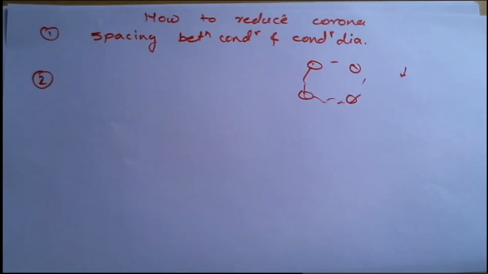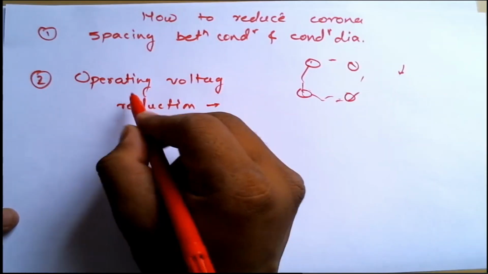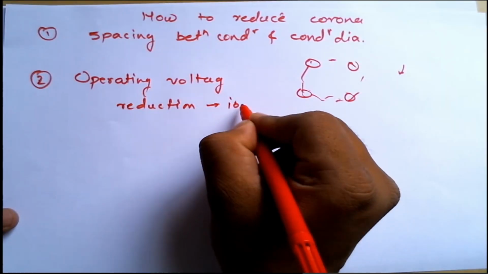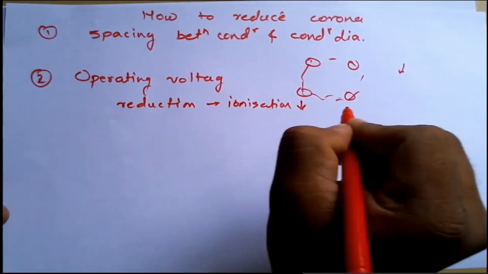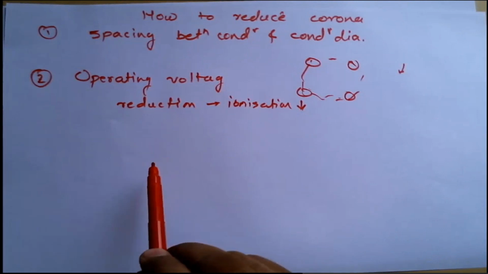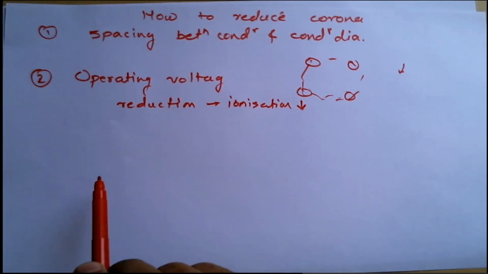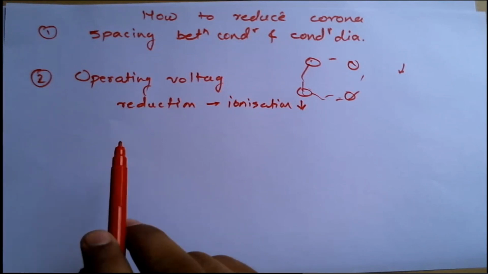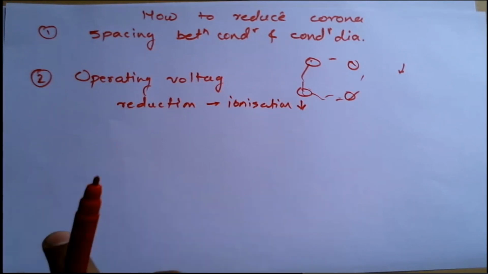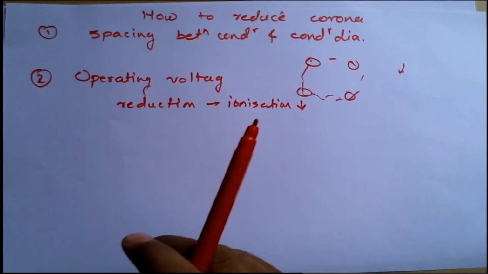Corona increases. So by decreasing or reducing the operating voltage, see, if operating voltage is reduced, what will happen? Ionization will reduce. But is it practically possible to reduce the operating voltage? Yes, definitely, if operating voltage reduces, the electrostatic field around that conductor will get reduced and it will reduce the ionization and similarly the corona loss.